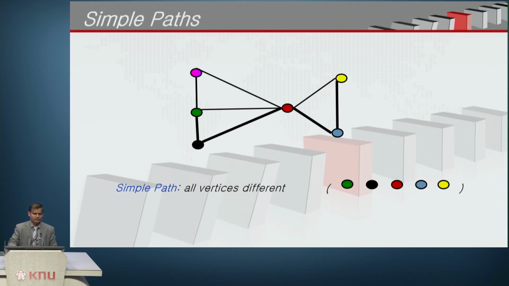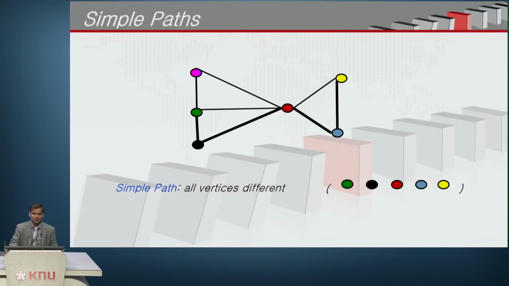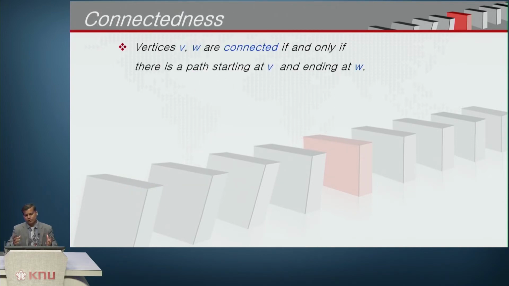A simple path is where all vertices should be different. Say for example, yellow, blue, red, pink, green, and black. So that's a simple path which has distinct vertices, whereas in the previous one we saw that the red is repeated twice. So that's just a path, but a simple path should have different vertices. In other words, it just passes through each vertex only once.